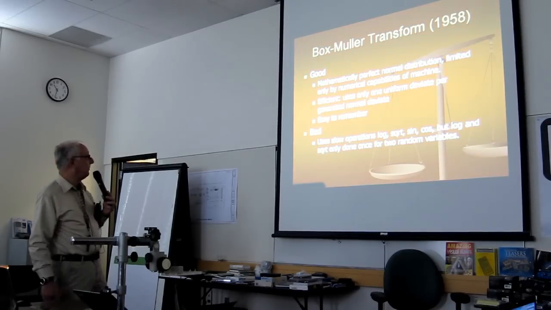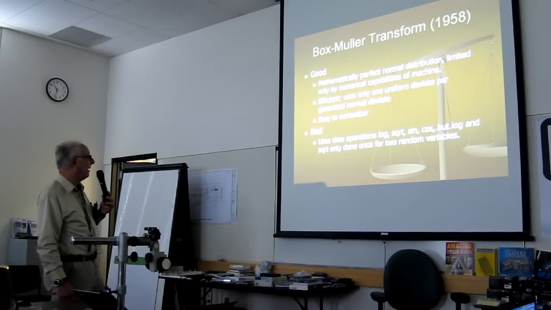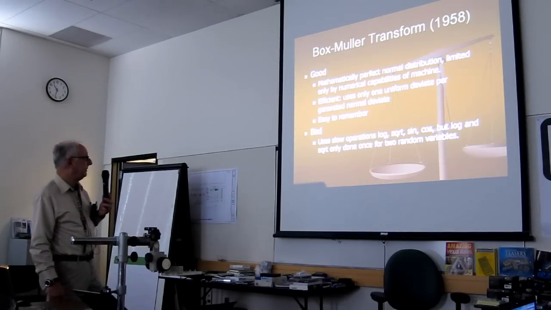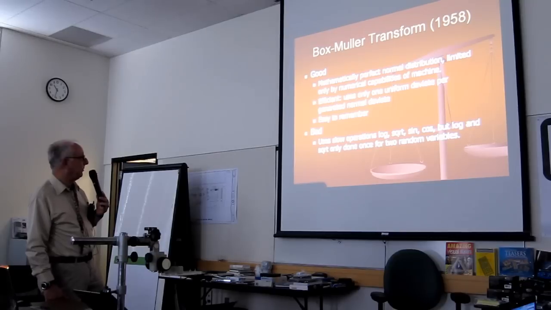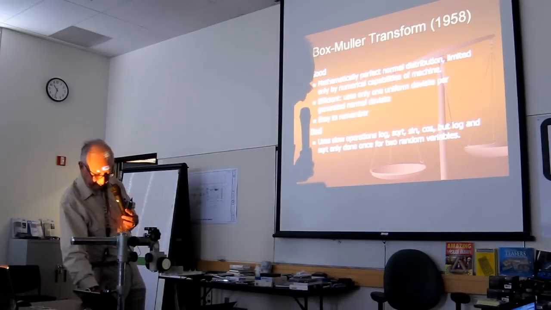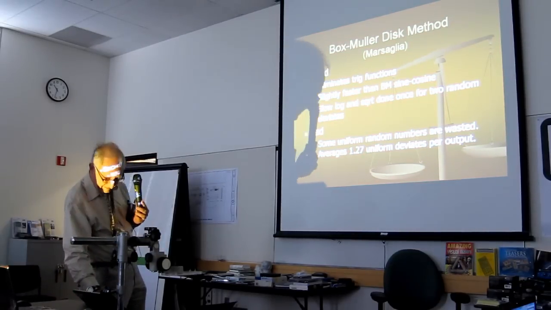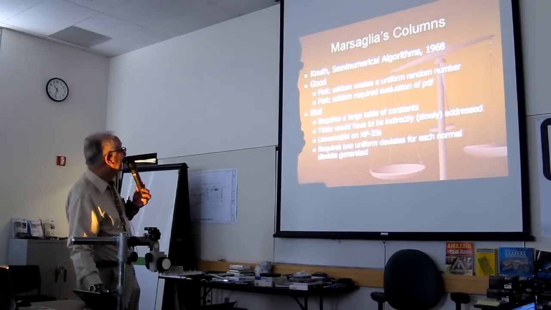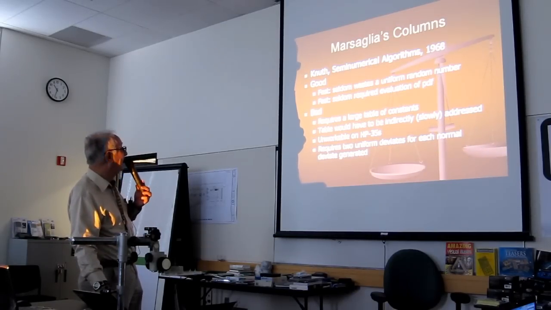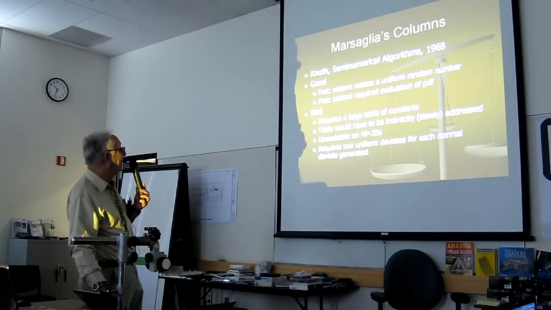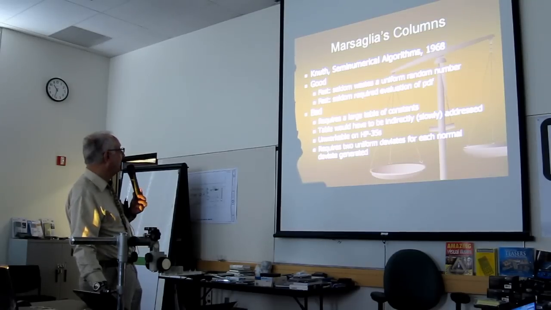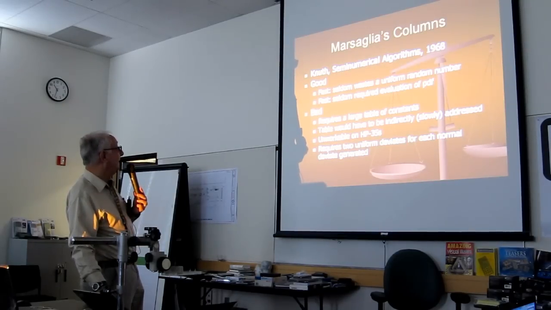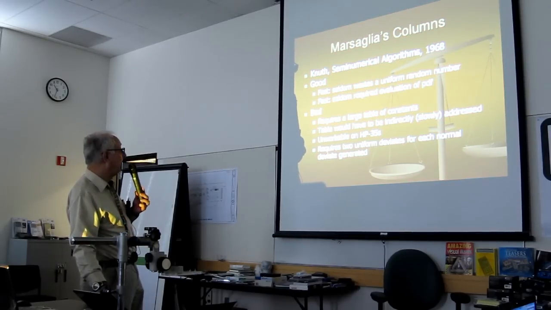The Box-Muller transform, once again, mathematically it's perfect. It doesn't waste uniform random numbers. It's easy to remember, and it does use some slow operations. Marsaglia's original algorithm used columns, and that's written up in 1968 in the standard book on computer science. It seldom wastes a uniform random number, but it does require 2 uniforms to do its thing.